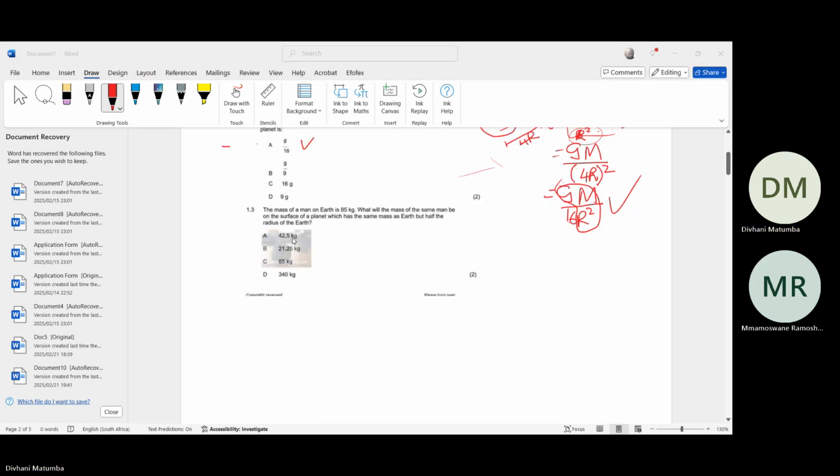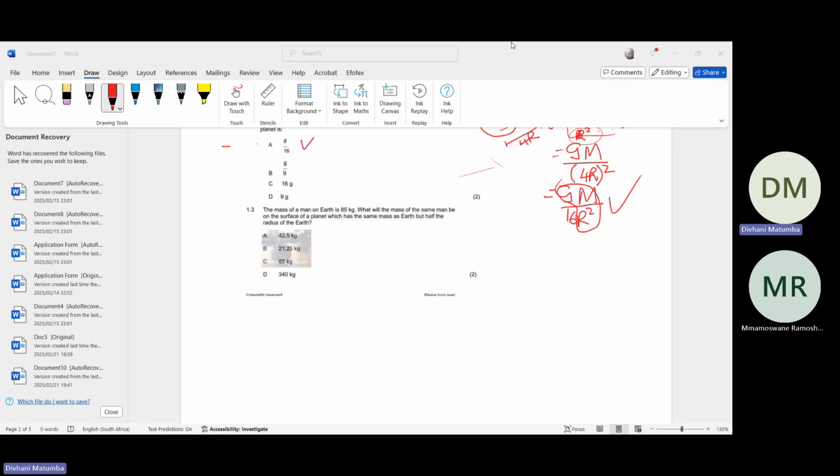All right. The mass of the man on Earth is 85 kg. What will the mass of the same man be on the surface of a planet which has the same mass as Earth, but half the radius of Earth? Now they are catching you. It's the same principles. Yeah. It's 8.5. The mass is 8.5.